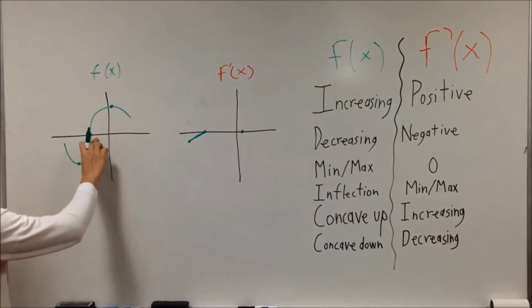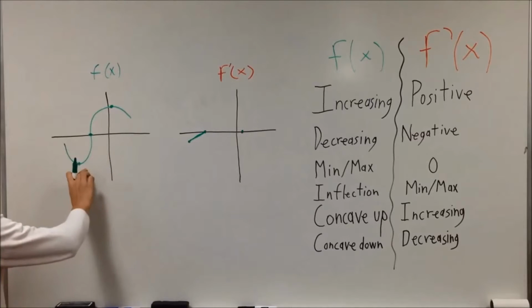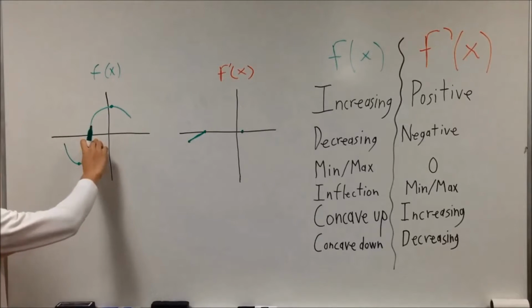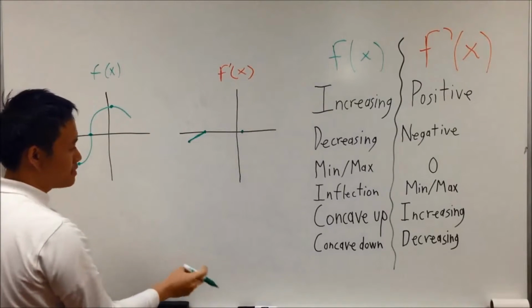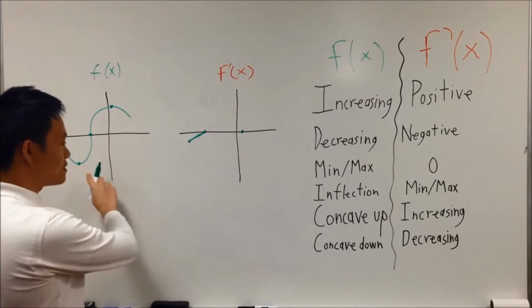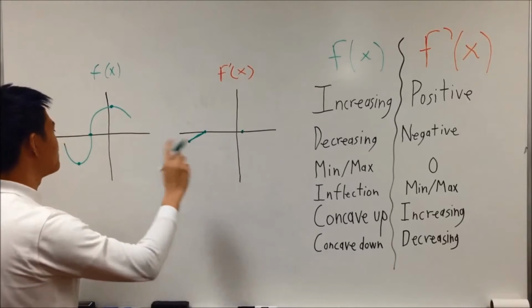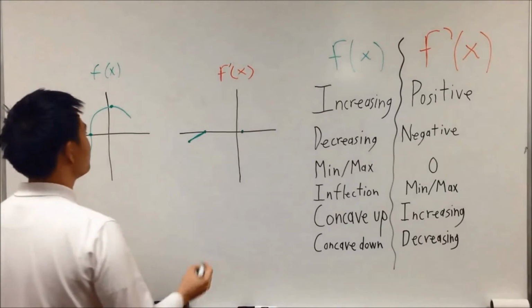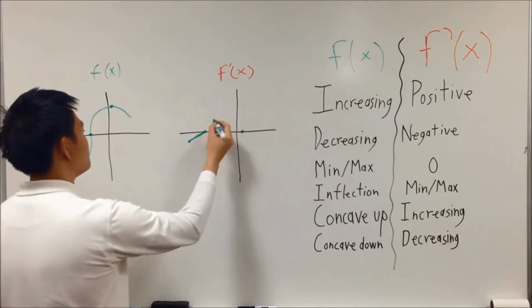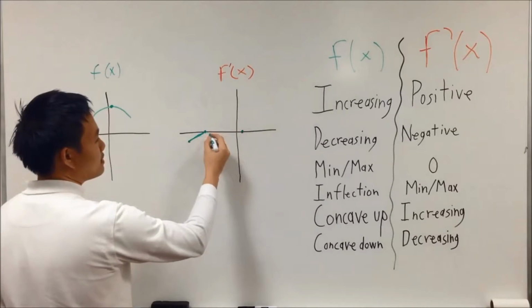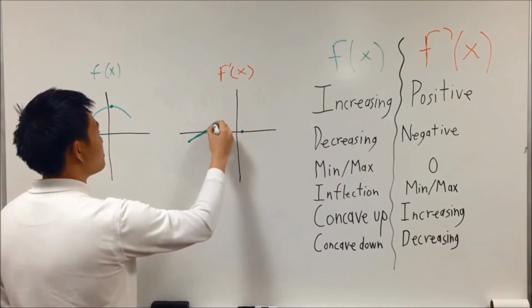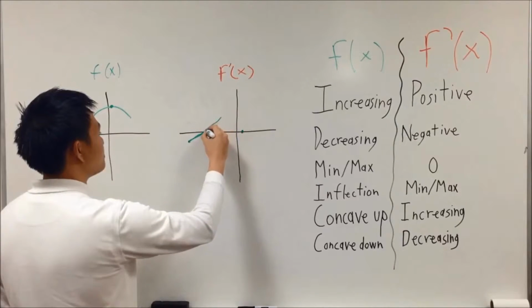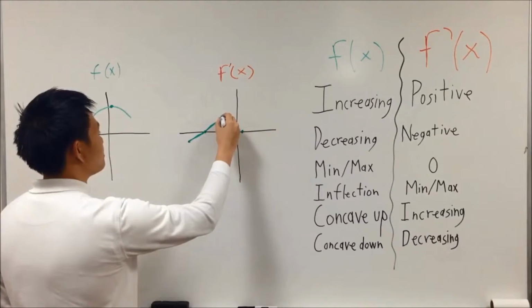Now we look at this part of the graph. We can see that it's increasing, so that means our derivative is now positive, and it's also still concave up, which means it's still increasing. Let's say a positive point, and it's going up, like here.